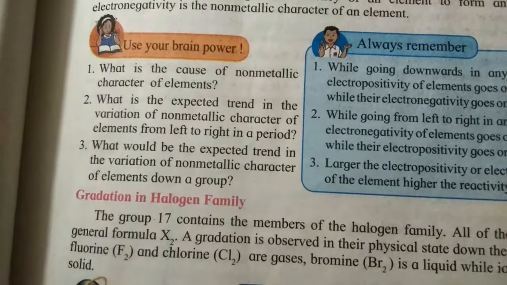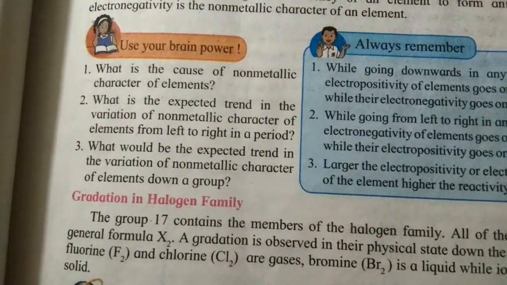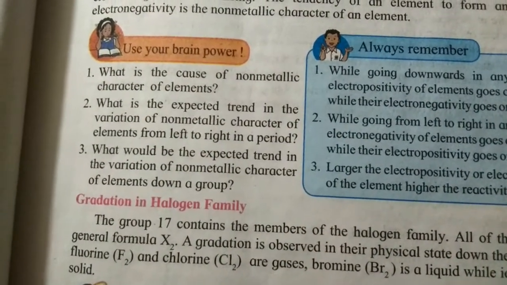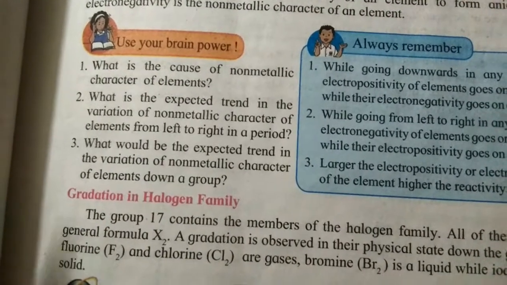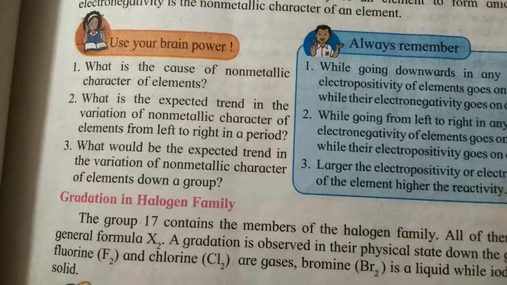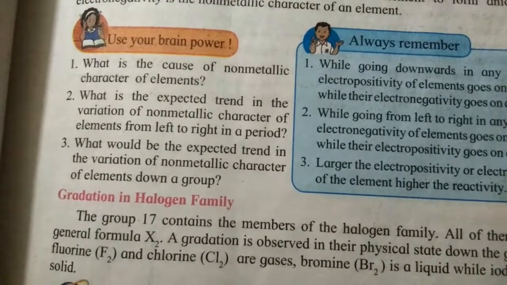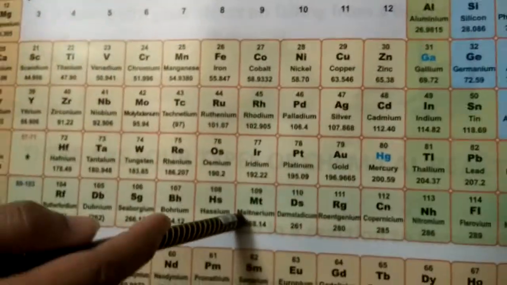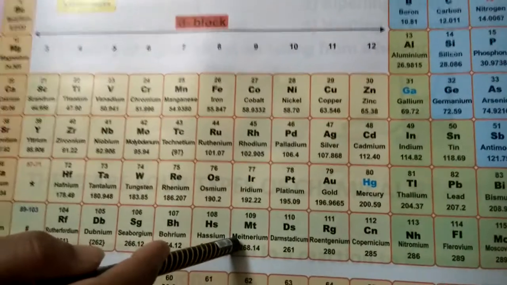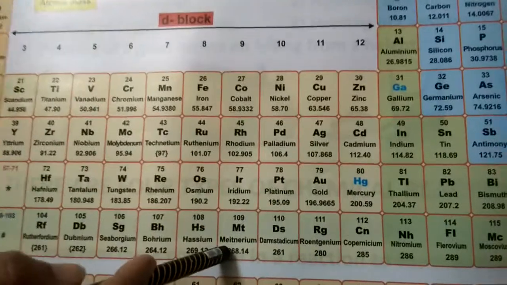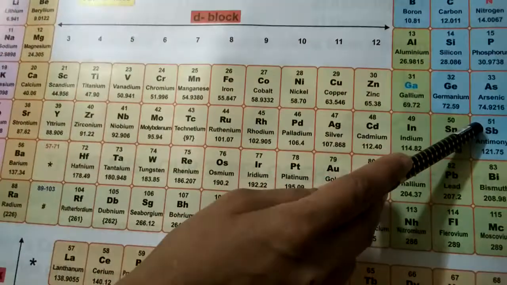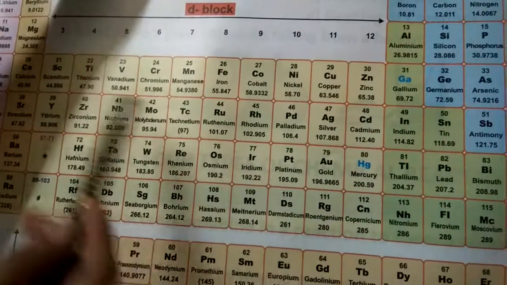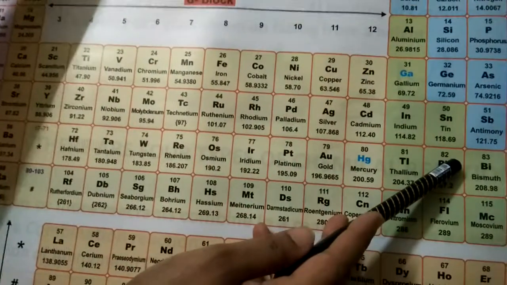But as we go down a group, the non-metallic character is going to decrease due to increase in the atomic size. The atomic size is going to increase as we go down a group. So what is going to happen is the metallic character is going to increase, and as we go from left to right, the metallic character is going to decrease, and non-metallic character is going to increase.